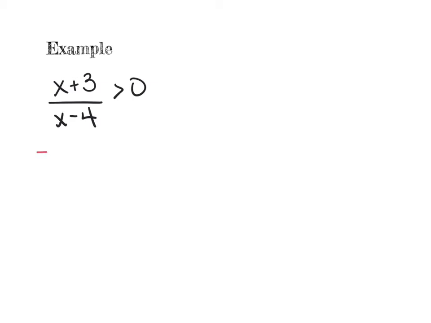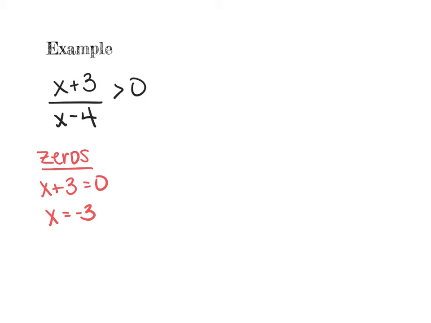To find our zeros, we want to find the zero of a rational function. The first thing we do is set the top equal to 0. So x + 3 = 0, which means that x equals negative 3. So my first zero is going to be negative 3. It's the only zero I'm going to get here.